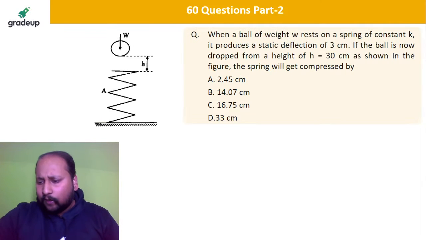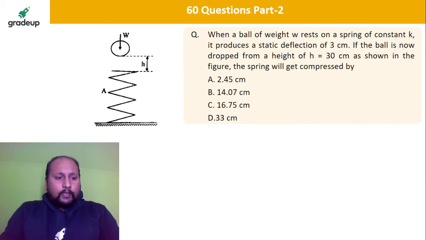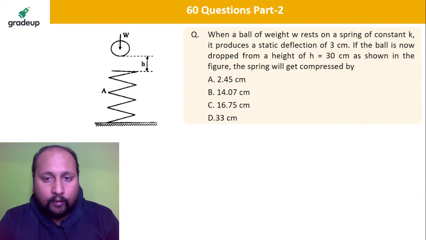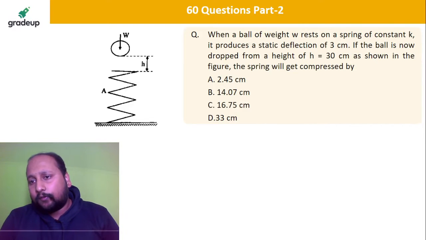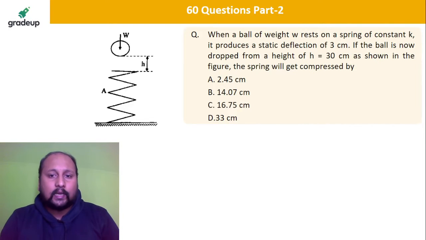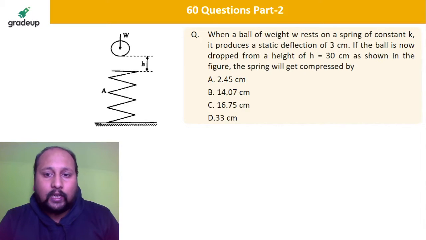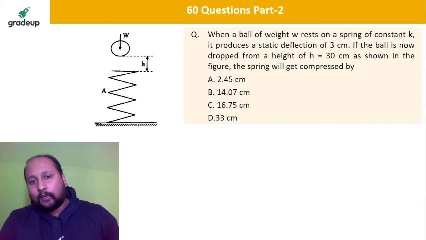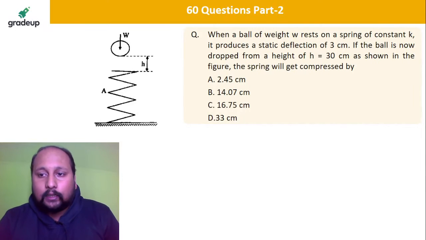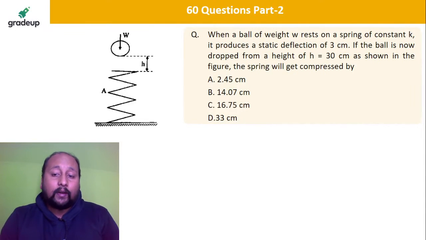Next question, a very easy problem. Energy conservation you have to use. When a ball of weight W rests on a spring of constant K, it produces a static deflection of 3 centimeter. If the ball is dropped from a height of 30 centimeter, calculate by how much the spring will be compressed.